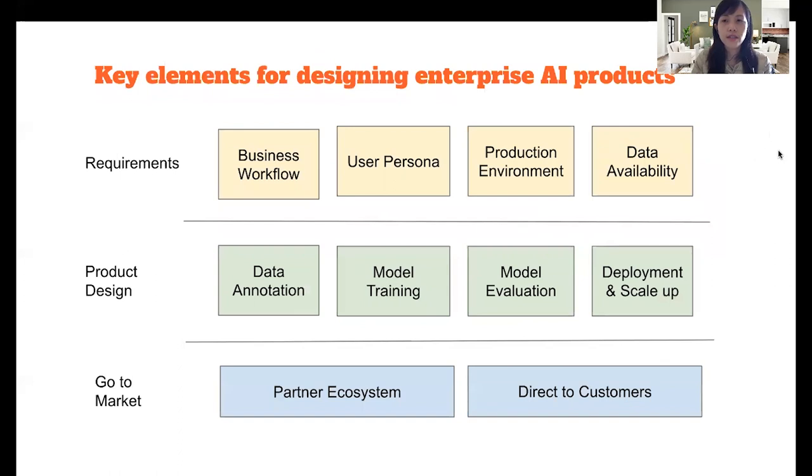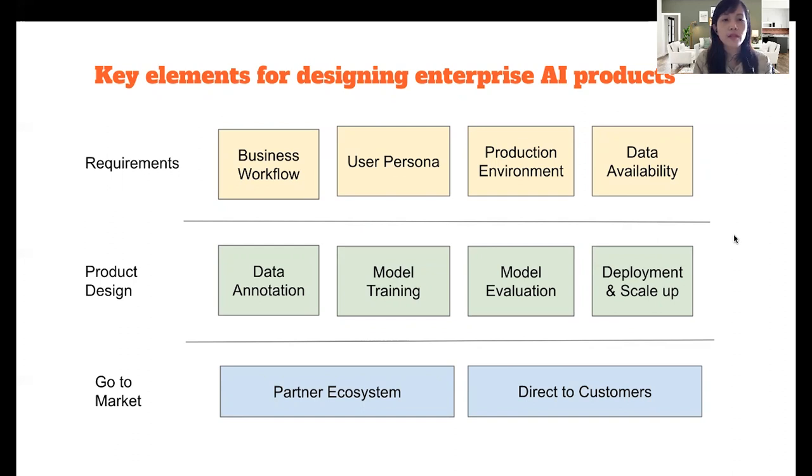So when thinking about designing a new AI product for enterprise customers, it's helpful to think about the 3 different perspectives as shown on the slide, meaning to analyze the requirements, figure out the product design, and then flesh out the go-to-market strategy.